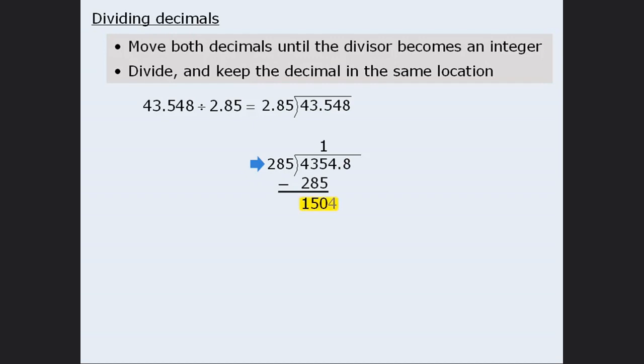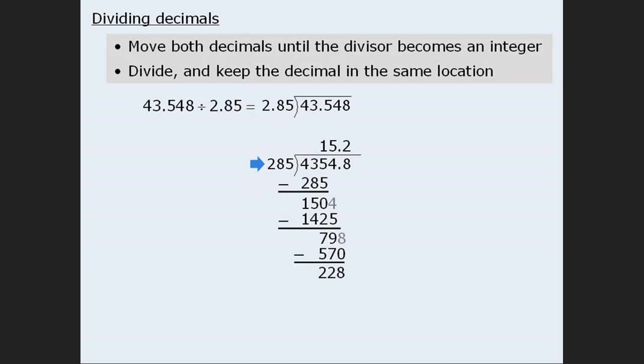Next, 285 divides into 1,504 5 times, so now we'll multiply 285 by 5 to get the following, which we will subtract from 1,504 to get 79. From here, we'll drop this 8 down and continue. 285 divides into 798 2 times, and 285 times 2 gives us 570, which we subtract to get 228.